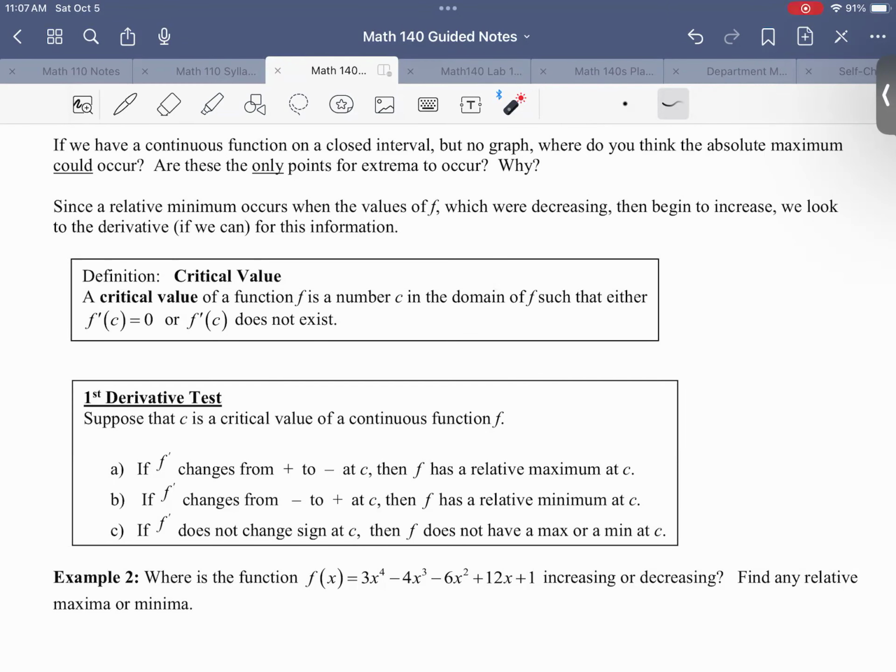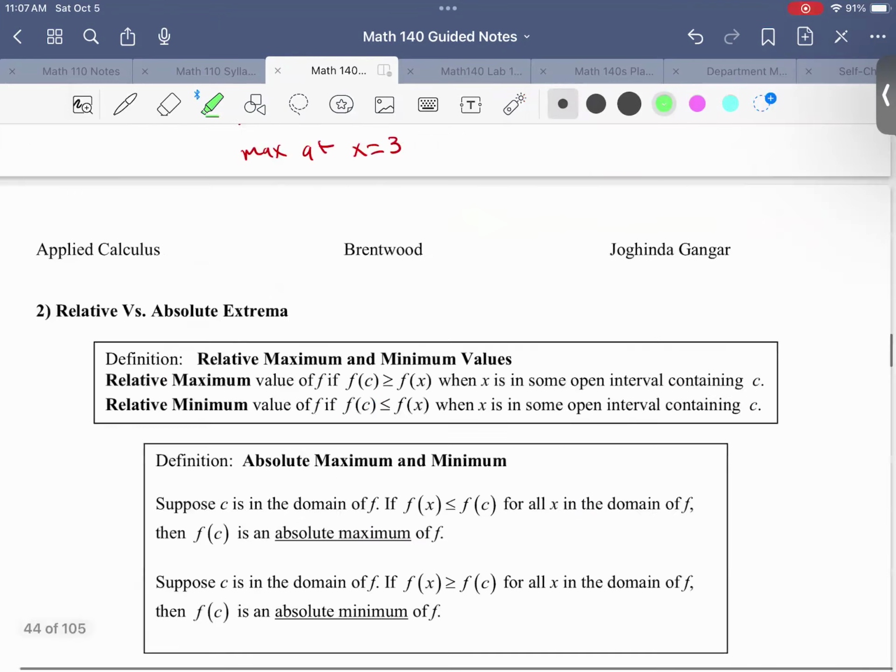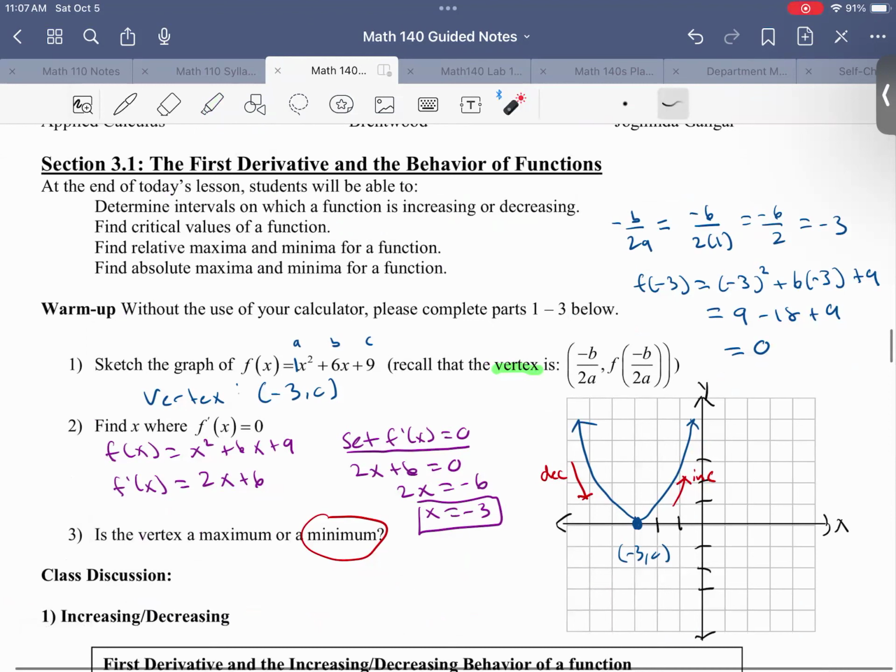So in the previous section, we talked about finding maxes or mins with a graph. But now what if we actually don't have a graph? How do we find these maxes or mins? Since the relative minimum occurs when the values of f, which was decreasing, then begin to increase, we look to the derivative for this information. We use a derivative, just like we did in the warm-up example where we took the derivative, set it equal to 0, and we are able to obtain our min or max value.